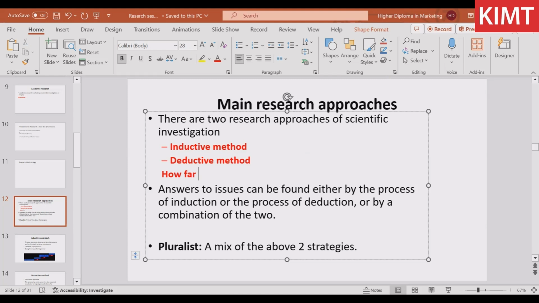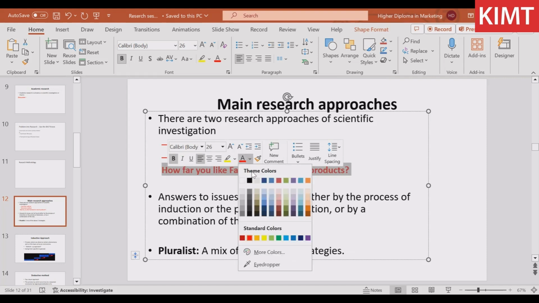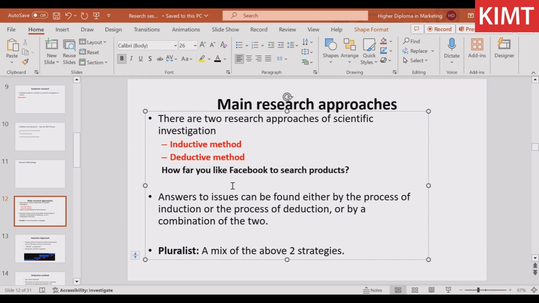How far do you like Facebook to search products? Okay, this is the question, no? Then you give options for your respondent. Respondent means the one who answers your questions. You give options. So you ask, how far can you use it?